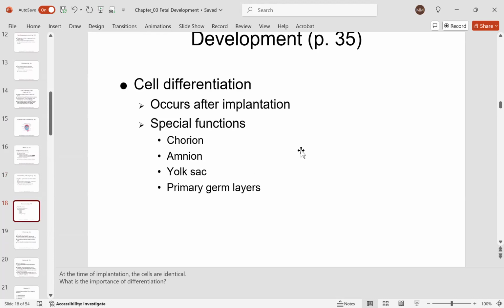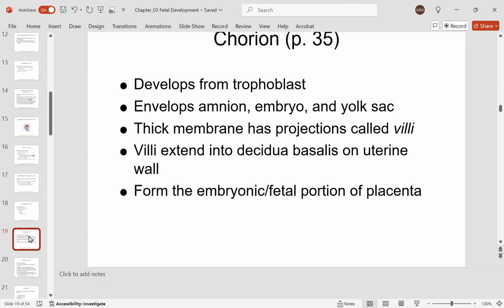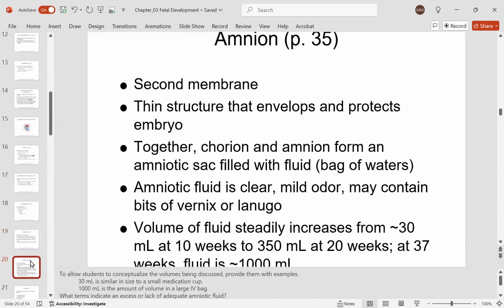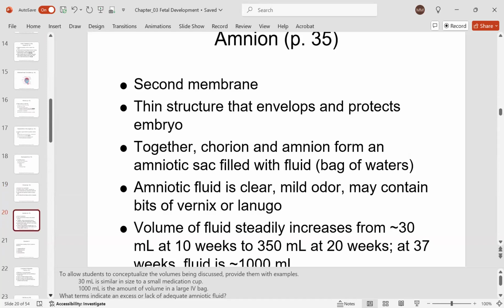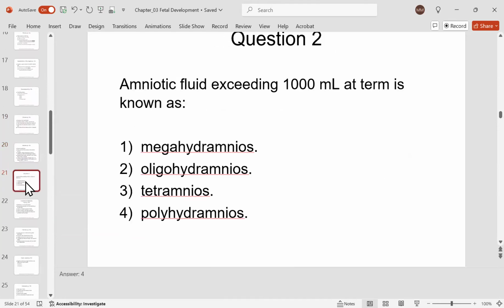And then as it develops, the cells start to differentiate. So initially the cells are all kind of the same, but now they differentiate into different types of cells. So some cells make the chorion and the amnion, part of the amniotic sac. Some make the yolk sac, and then some make the germ layers. Okay. I'm not going to get into the specifics of the amnion and its structures. I don't think that you need to know that. I've never seen a test question on any of that.